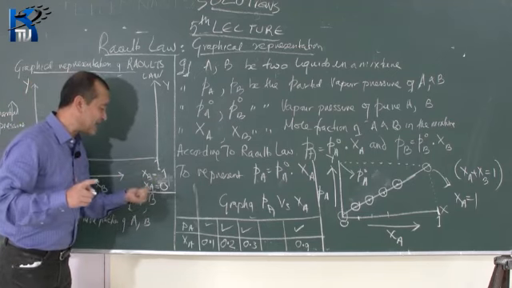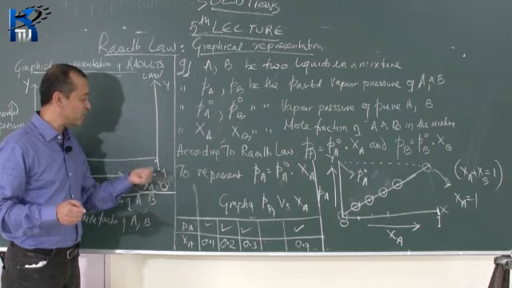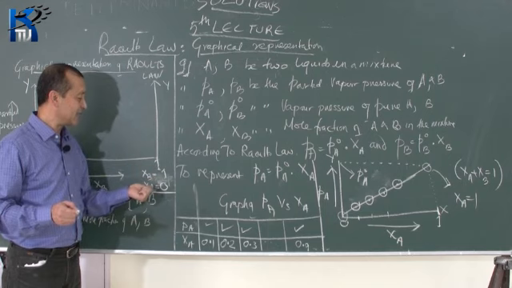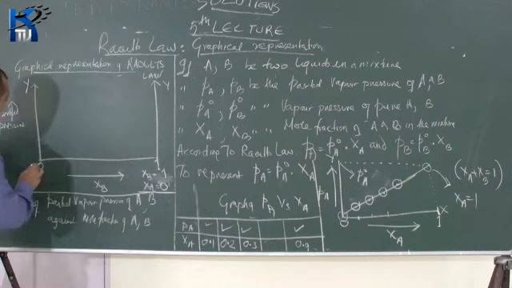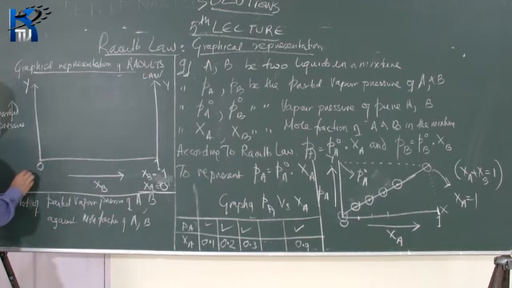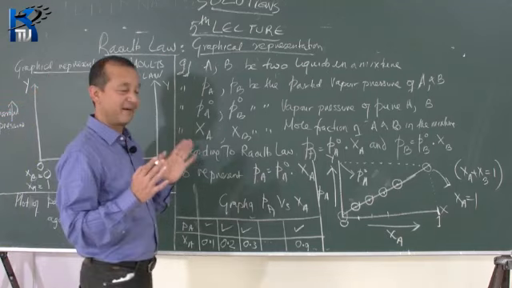Since XA plus XB is equal to 1, and XB is 1 at this point, XA will be equal to 0 at that point. Similarly here, at the origin of the graph, XB is equal to 0, which means XA will be equal to 1. So this is how you should first of all understand the graph.